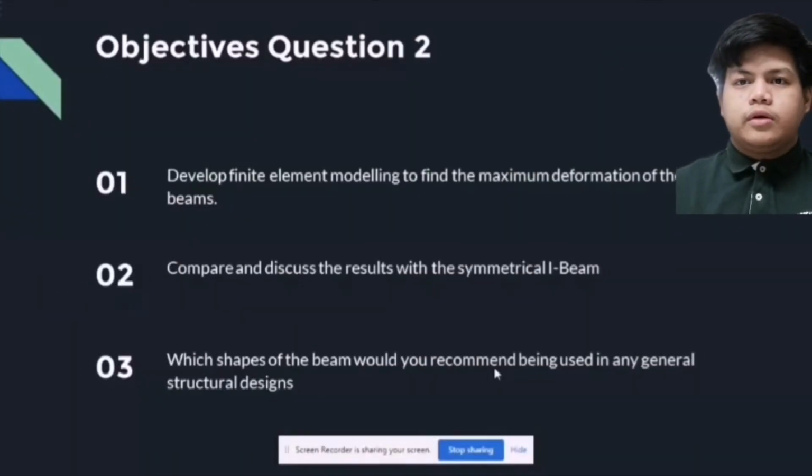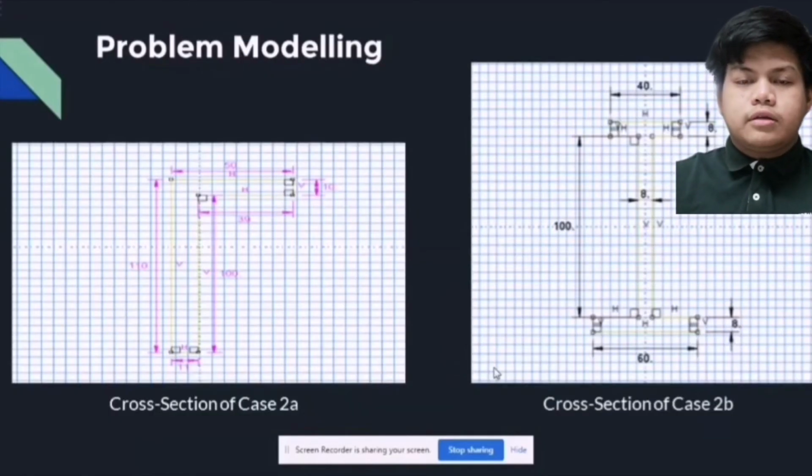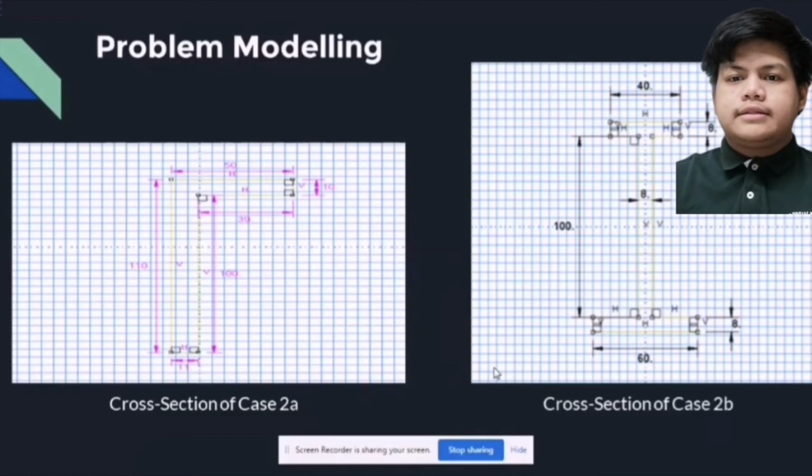Hello, my name is Dina Azrilgo and I will present question 2. The objective of the question is to develop finite element modeling to find the maximum deformation of the beams, to compare and discuss the results with the symmetrical I-beam, and to recommend which shape of beam to use in general structural design. So this is the problem modeling that we have done using the proper coordinates.